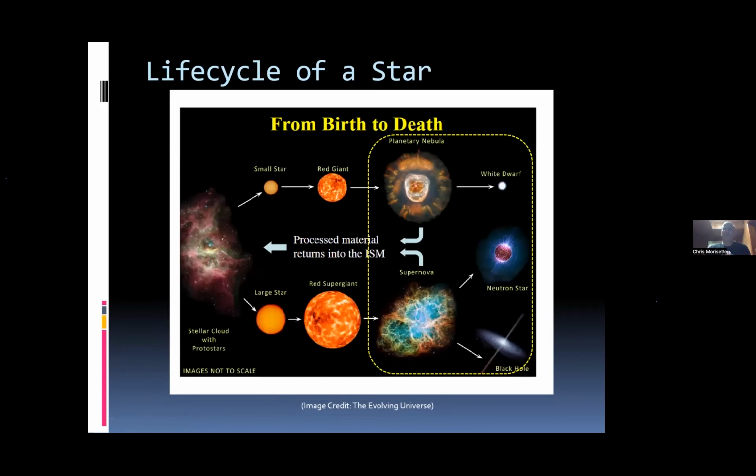And when we reach the end of the road, you get some really spectacular things that can occur. For a small star, you get the creation of a planetary nebula and a white dwarf. For a large star, you get a supernova, which can result in either a neutron star or a black hole. And so we'll talk a little bit more about these.